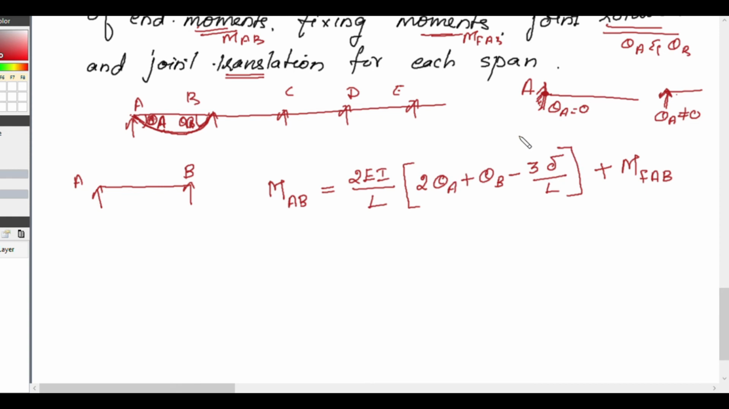And now the deformation, see, it is already given as minus. Minus means the settlement is downwards. You consider the span AB, if it is settling down, then it is minus. If the settlement is upwards, then there will be a positive.